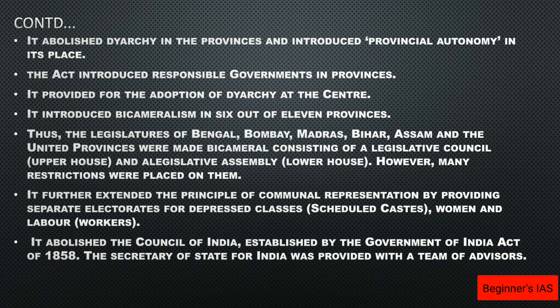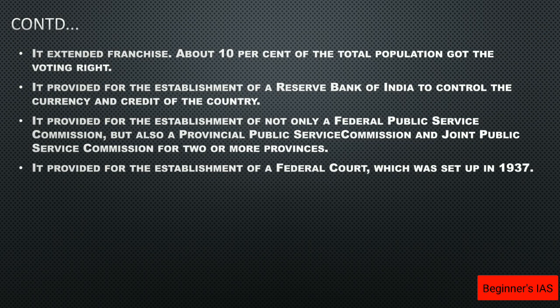Here it abolished the Council of India, which means it was established by the Government of India Act of 1858, and the Secretary of State for India was provided with a team of advisors. Here one has to know that it extended the franchise. About 10% of the population got the voting right. And also, this is important. Why is it important? Let us see.